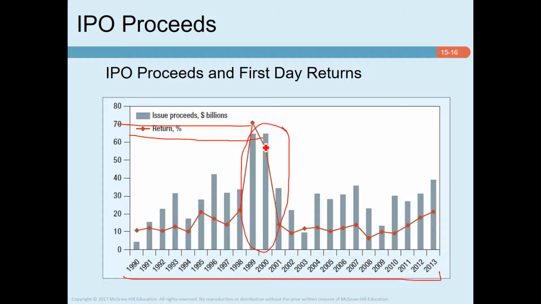However, just after the dot-com bubble, IPO proceeds and returns both declined, and they were the lowest over the 1990 to 2013 period at the height of the global financial crisis. However, after the crisis, you can see that IPO proceeds and the initial return both increased.